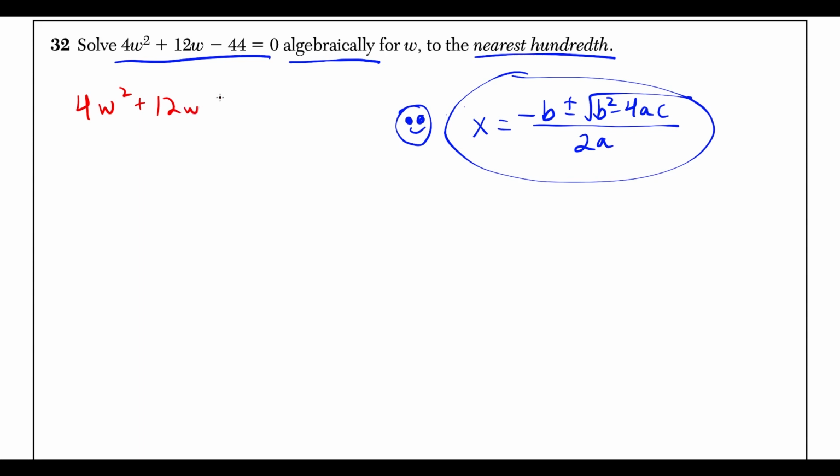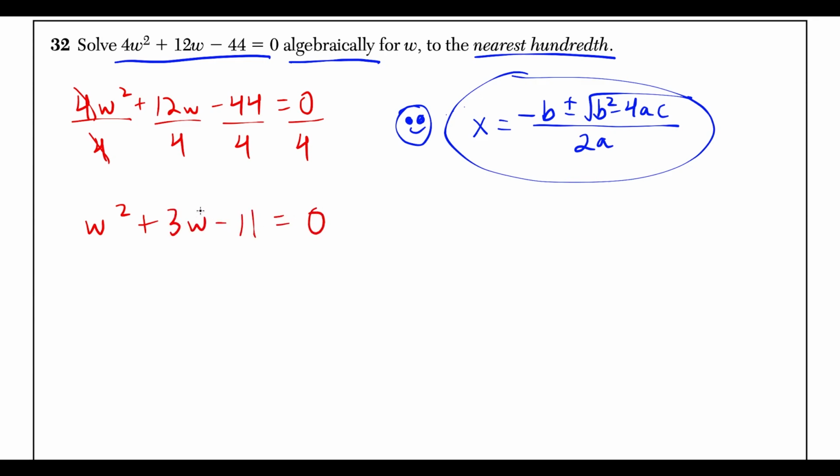So then what I would do here, before we actually identify A, B, and C, since everything on the left side is divisible by 4, I would just divide everything on the left and right side by 4, just so that the numbers that we plug in are easier, even though the calculator is going to do the work for us. We're going to have w squared plus 3w minus 11 equals 0. Now we could try to factor this, but the only factors of negative 11 would be 11 and negative 1, or negative 11 and 1, which wouldn't add up to 3, which tells me right away, when they're telling us to round to the nearest hundredth, that we're going to have two irrational roots here.